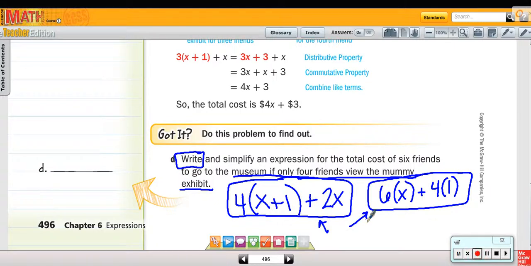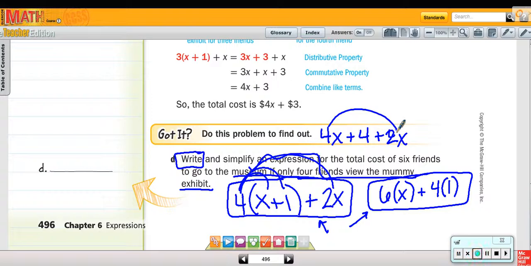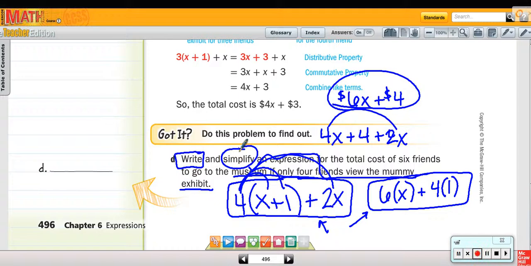And now when we go to simplify, let's simplify this one first. What's 4 times x? 4x. What's 4 times 1? Plus 4. What is 2x? Stays the same. Combine 4x and 2x, we get 6x plus 4. And those need dollar signs because they're accounting for money. So this would be our simplified expression.